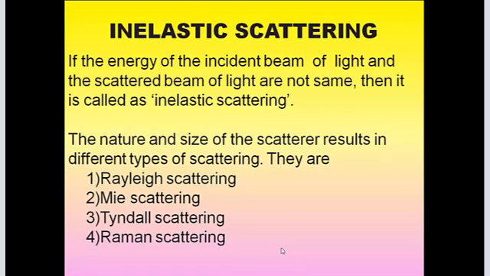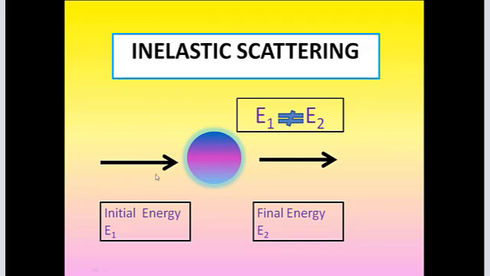What is inelastic scattering? If the energy of the incident ray and the final ray are not the same, then you can call this type of scattering inelastic scattering. Take again the initial energy of the ray E1 and the final energy of the ray E2. After bombarding, E1 is not equal to E2. Then you can call this type of scattering inelastic scattering. Calculate these two, and if E1 is not equal to E2, then it is inelastic scattering.